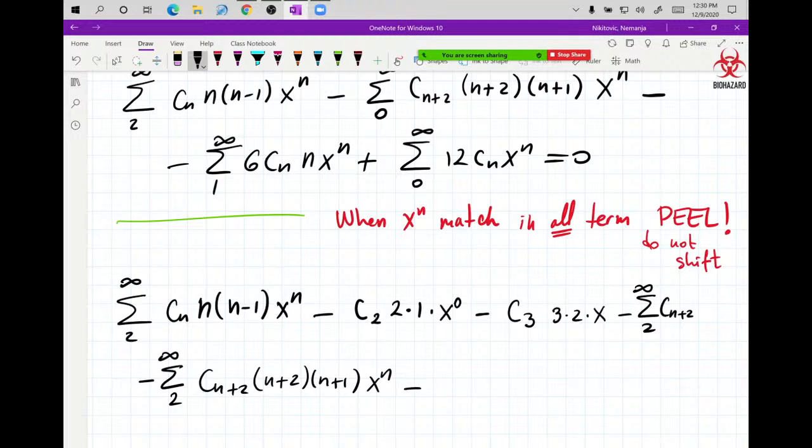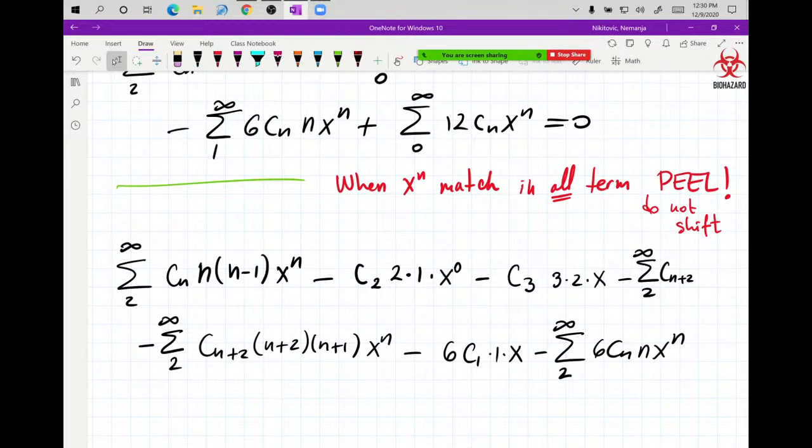Minus, over here I just have to peel one of these guys. So it's going to be 6c1 times 1 times x, and then minus the rest stays as is, but it starts at 2, which is good. And finally, we have plus. I have to peel 2 of these, so that's going to be 12 C0s, x to the 0, plus 12 C1s, x to the 1, plus the rest of the series will start with 0.